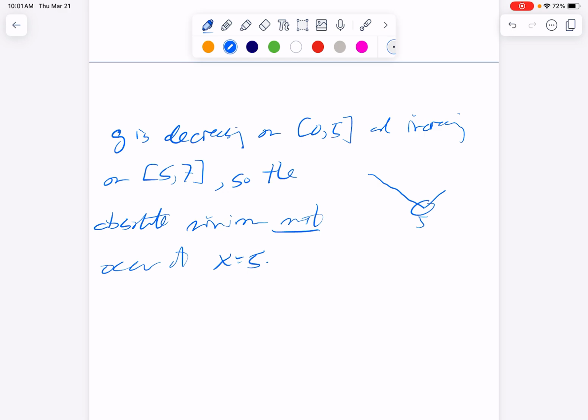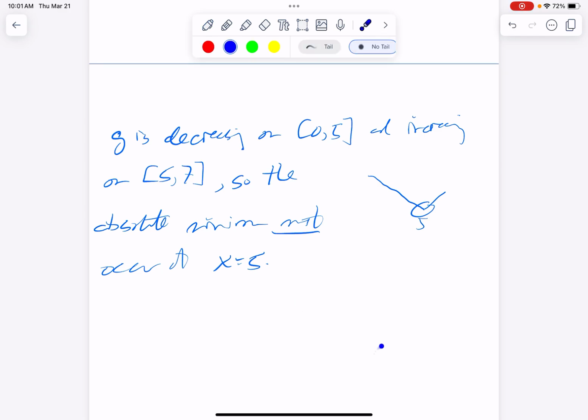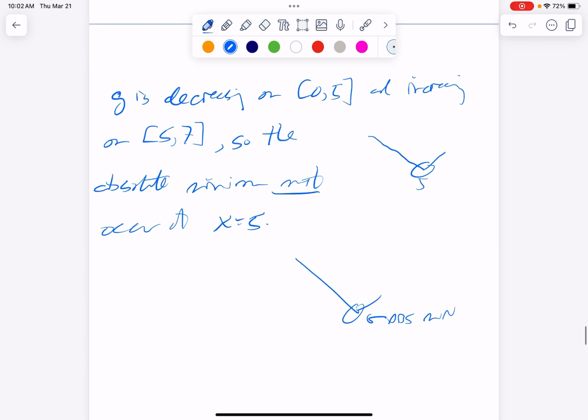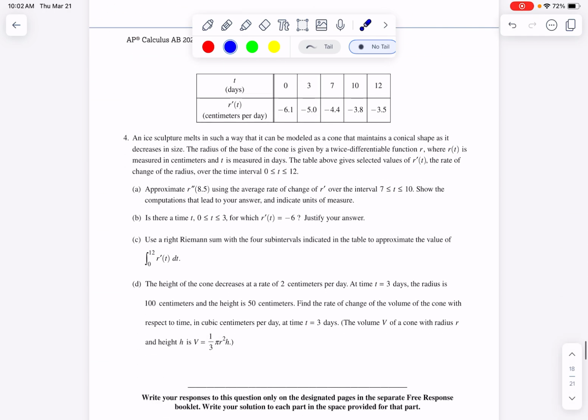And this is valid. If you have evidence that a function just does decreasing for a while, then increasing, then that critical point must be your absolute minimum, right? If all we have is an interval of decrease followed by an interval of increase, this is our absolute minimum. Similarly, you may have enough information to know that you have an interval of increase followed by an interval of decrease. That critical point must be your absolute maximum. But make sure you say what you're thinking. All right, let's do one more in this video.